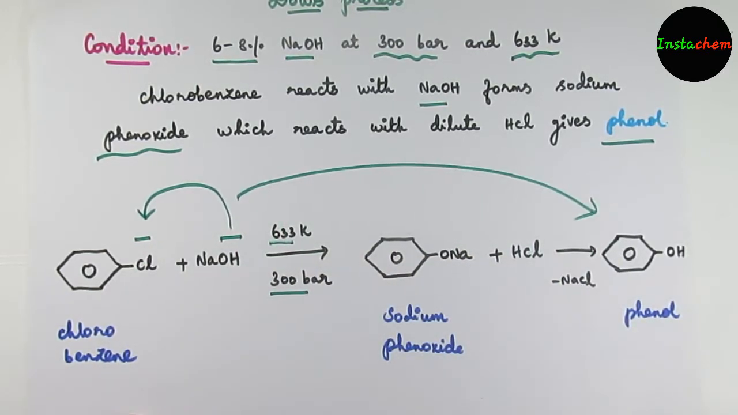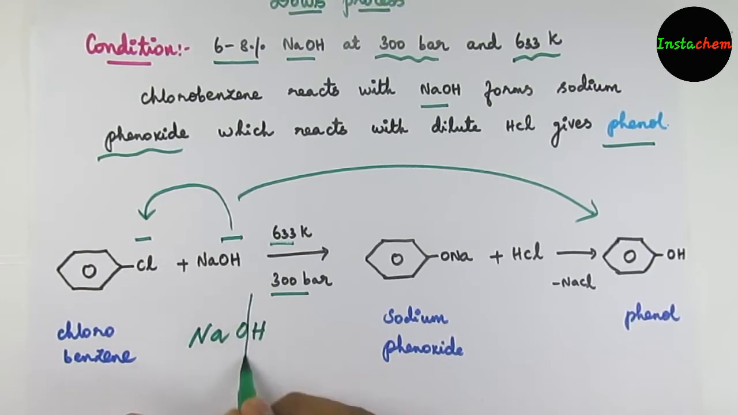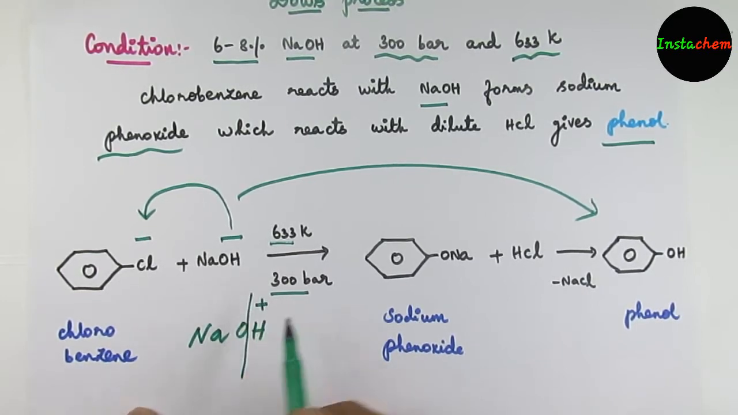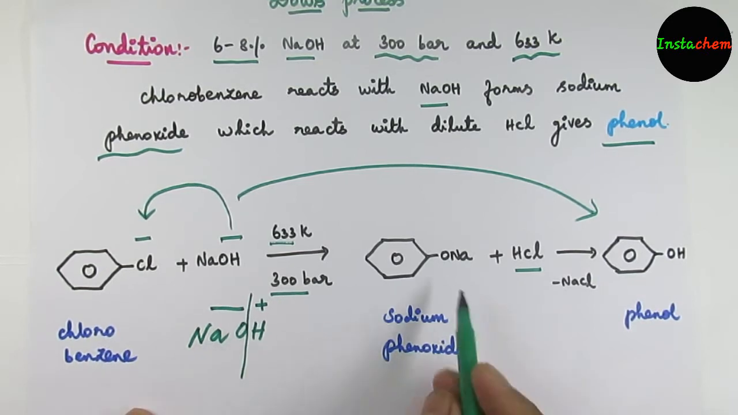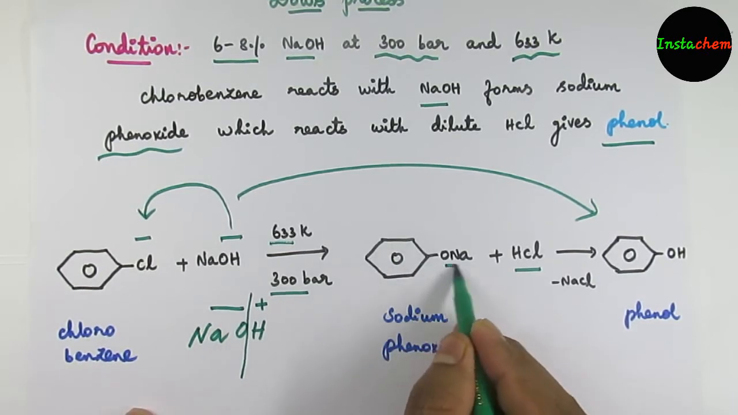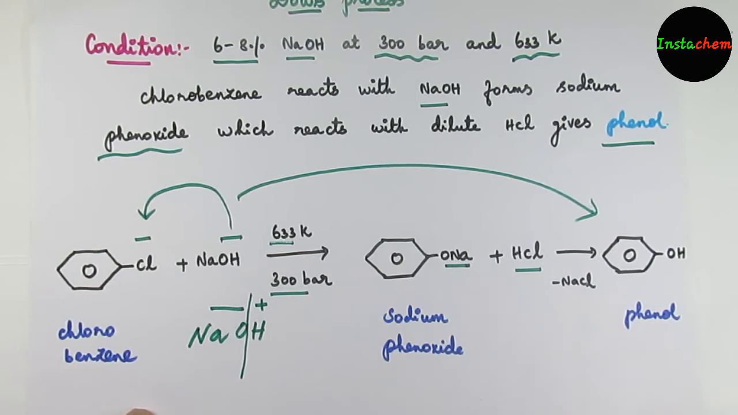But we have to understand step by step. Let us split this NaOH. You can split here. On hydrogen write plus, on NaO write down minus. Now combine this Cl minus with H plus, you will get HCl. And remaining this benzene part and NaO. So benzene part, ONa. So this is known as sodium phenoxide.